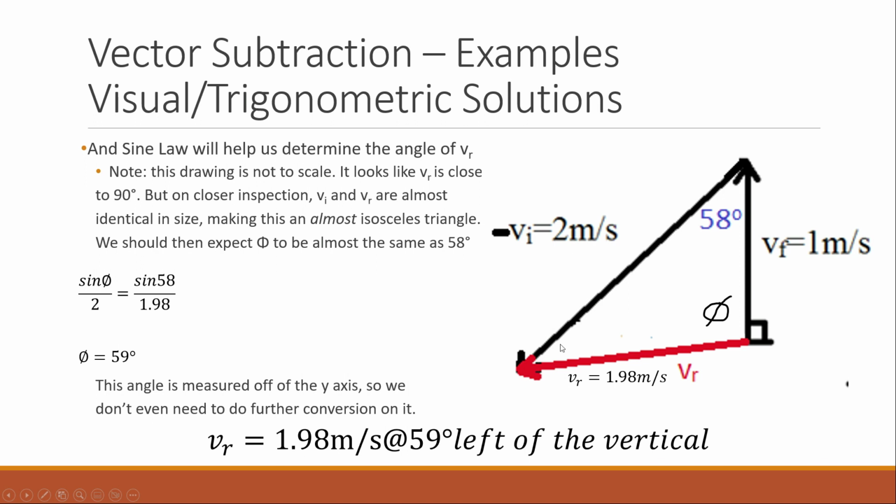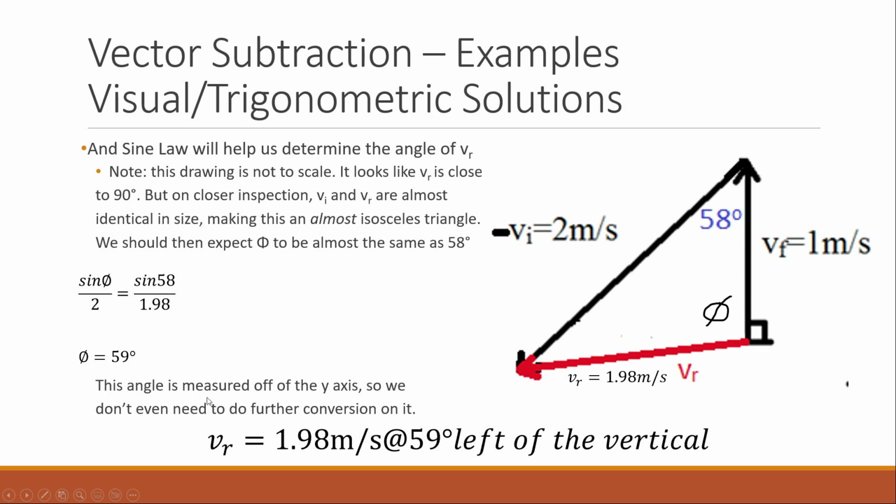If this is almost an isosceles triangle, the 58 degrees here should be very similar to the phi that we see here, phi representing the angle between my vertical Vf and Vr. And a little bit of sine law shows that that's actually the case. Yes, so phi is 59 degrees.